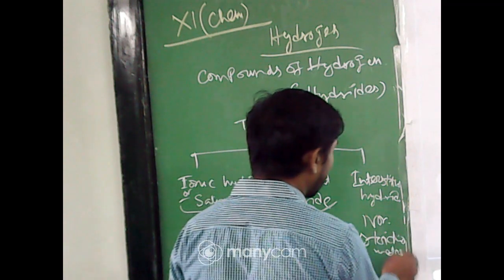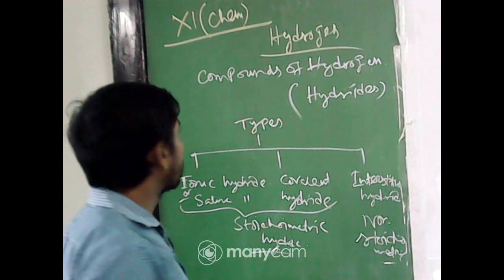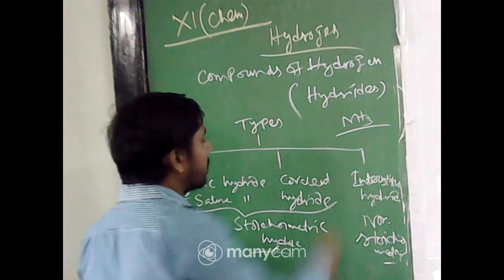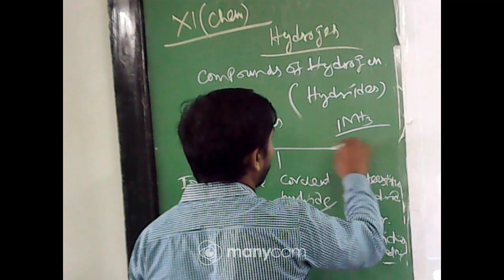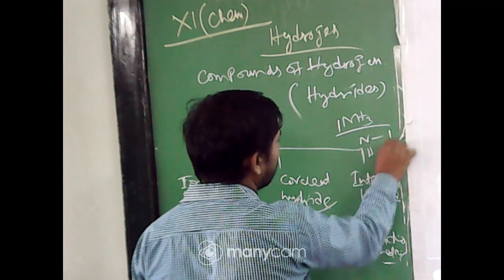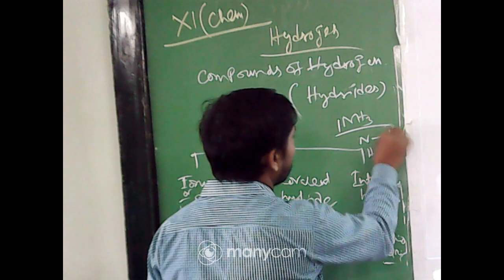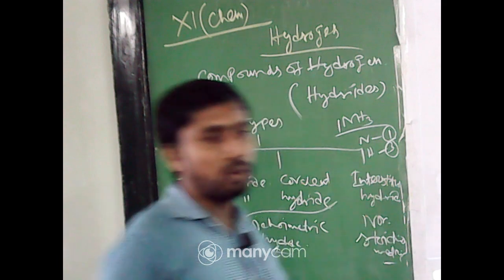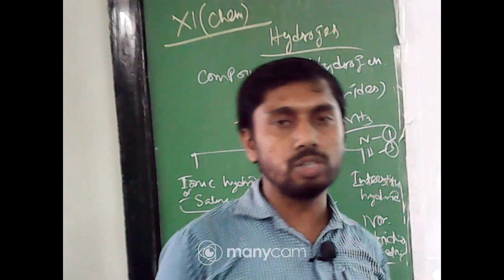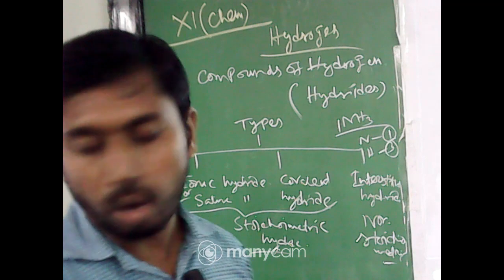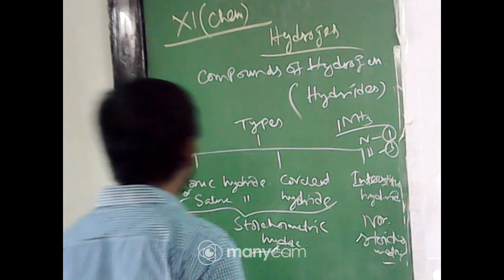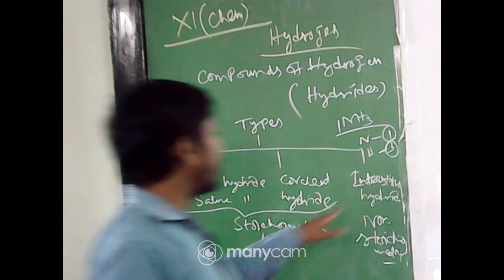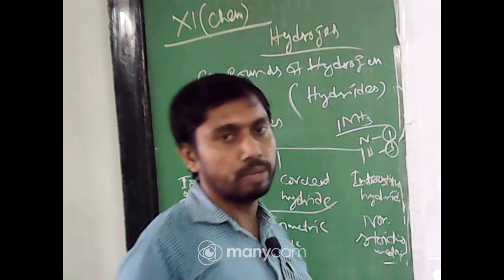So, what is stoichiometry? Suppose, take an example, NH3. Here the number of nitrogen atoms is 1 and hydrogen is 3. So these are whole numbers. When the atoms are joined in whole numbers, it is called a stoichiometric compound. In these two, the stoichiometric ratio is maintained, but interstitial hydride is non-stoichiometric in nature.